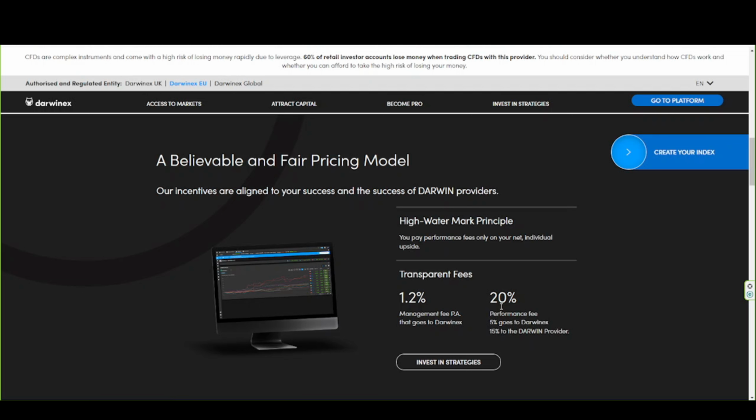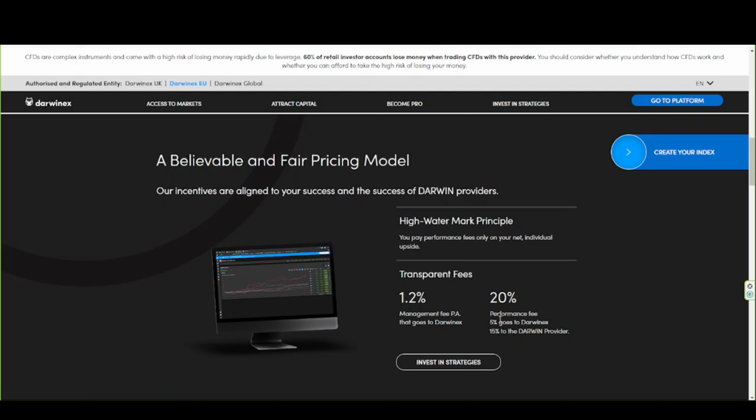So 16,000 will go back to the investor, and then the other 4,000 will go to DarwineX and the trader. So 5% of that 20,000 will go to DarwineX, and 15% goes to the trader. The only difference is if the trader had their own hedge fund, they would take the whole 20%.